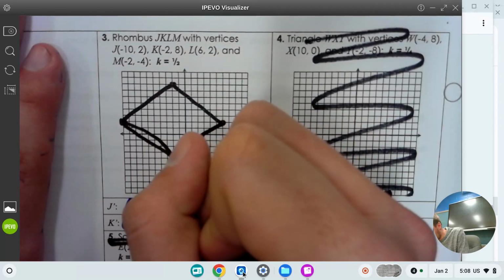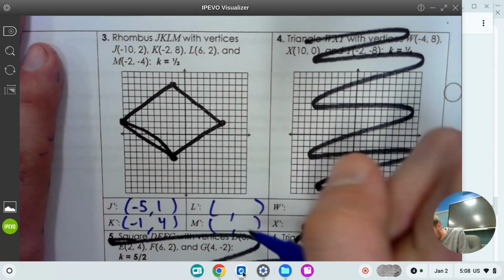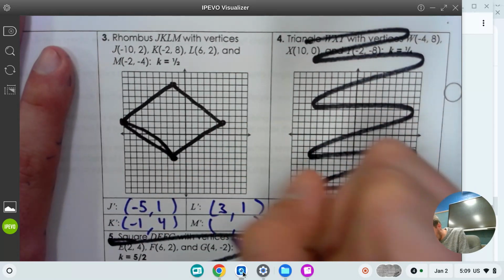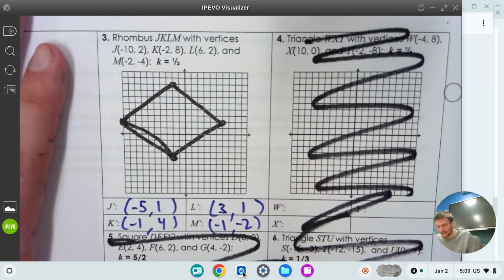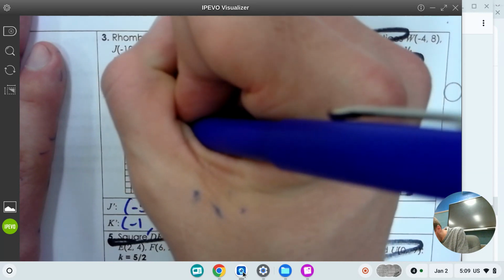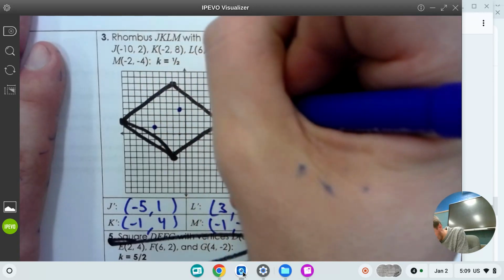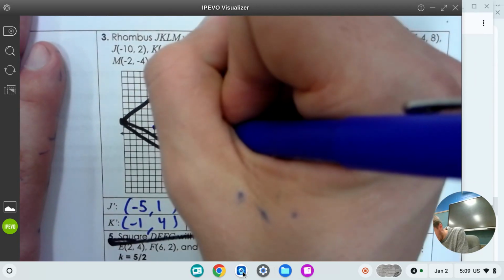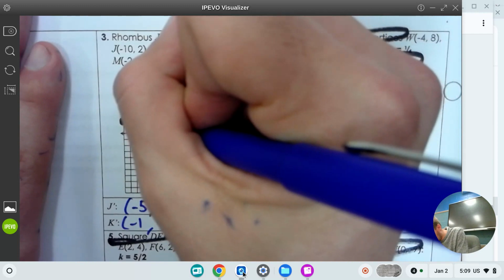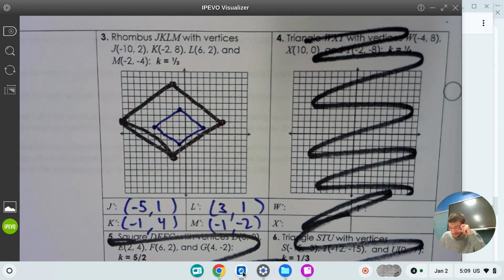So J is going to be 1/2 and 1/2. Easy. K, 1/2 and 1/2. L, 1/2 and 1/2. So easy. Plot them down. -5, 1, 2, 3, 4, 5, 1. Got it. And K, -1, +4. Got it. And 3, 1. Got it. And -1, -2. Got it. And this rhombus is inside that rhombus, and it's about half as big, and everything is looking fantastic.